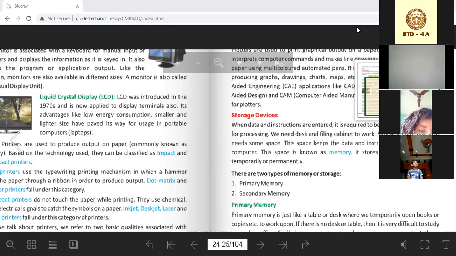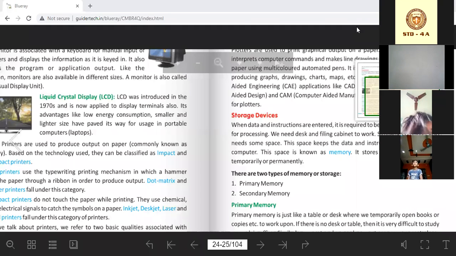We need desks or filing cabinets to work. Similarly, computers also need some space. This space keeps the data and instructions retained in the computer. This space is known as memory. It stores data and instructions temporarily or permanently.